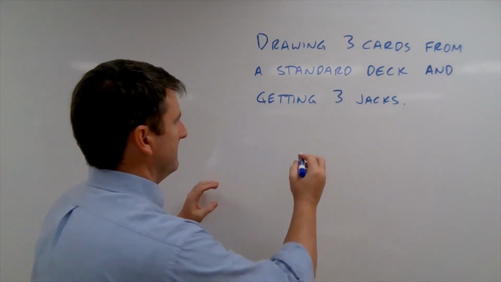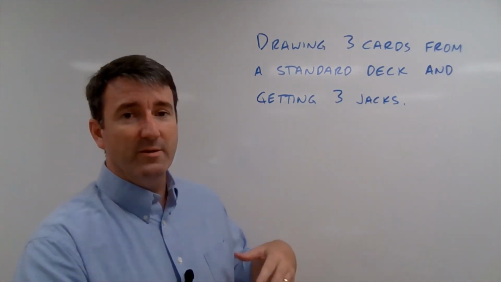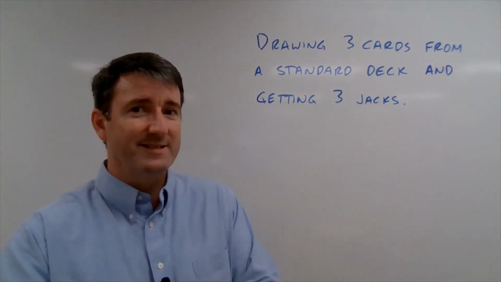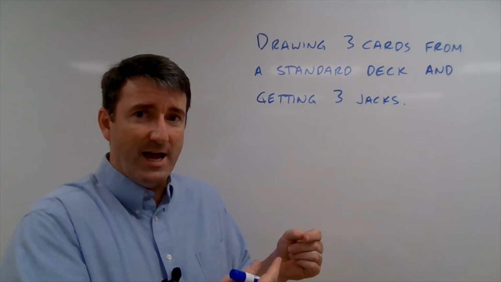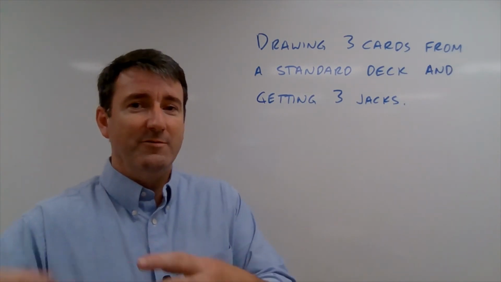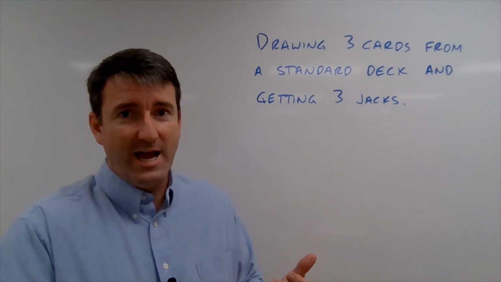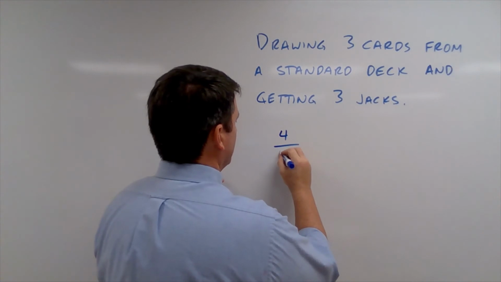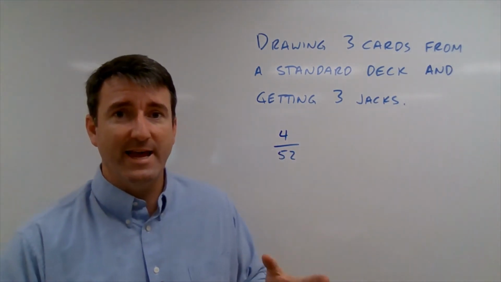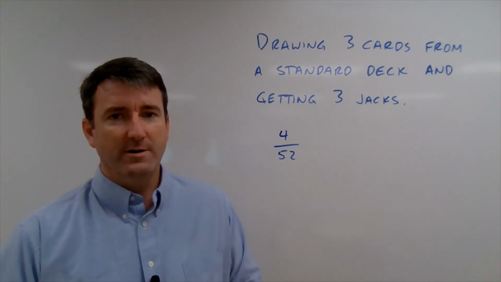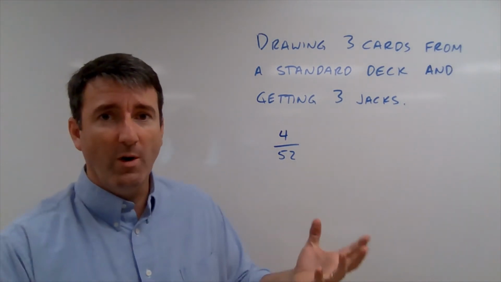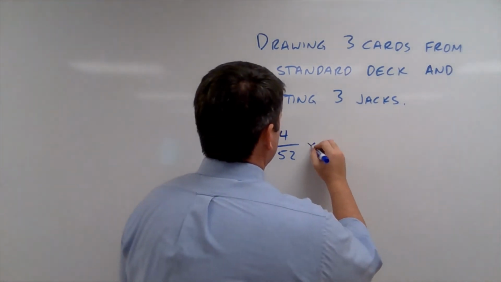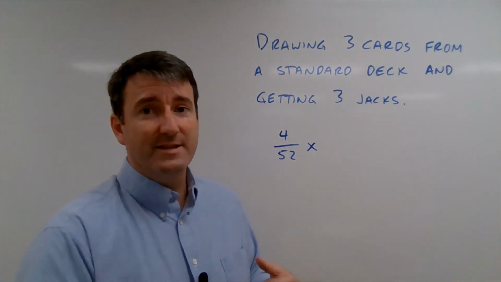So the probability is going to be the probability of drawing the first card, times the probability of drawing a second jack, given that we've already drawn a jack, times the probability of drawing a jack, given that we've already drawn 2 jacks. So the first probability is going to be 4 out of 52. There are 4 jacks in the deck when we start out of the 52 cards in the deck. So we have a 4 out of 52 or 1 out of 13 chance of getting a jack on our first draw. Then we're going to multiply that by the probability of getting a jack on the second draw.